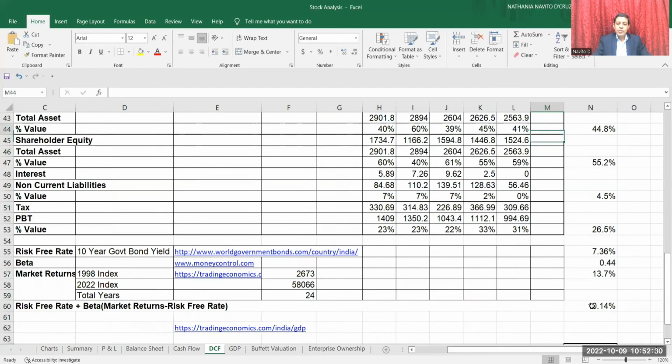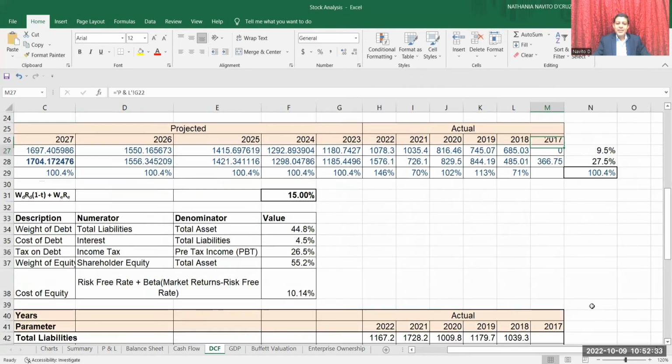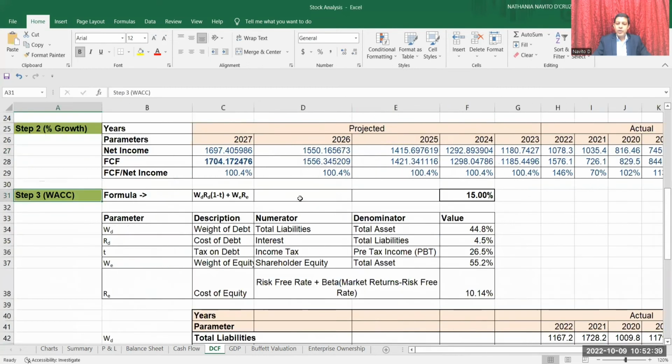So now that we got all these values, we put them back into a WACC model. So we have this WACC model here. Looks like I overrode it with the generic percentage. Let me calculate it anyway here. So we take WD, we multiply WD with the RD, that is our cost of debt, and then we subtract it with the tax on debt. And then we add it to the weight of equity and then multiply it with the cost of equity.